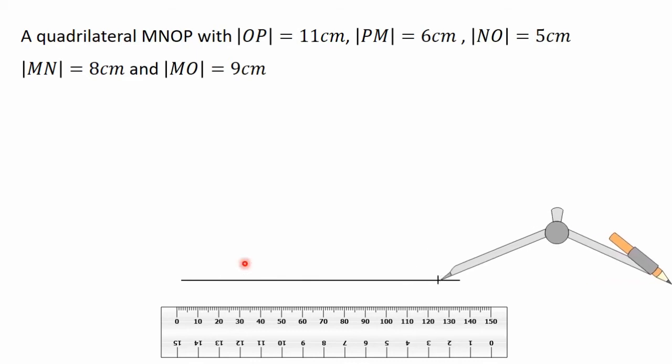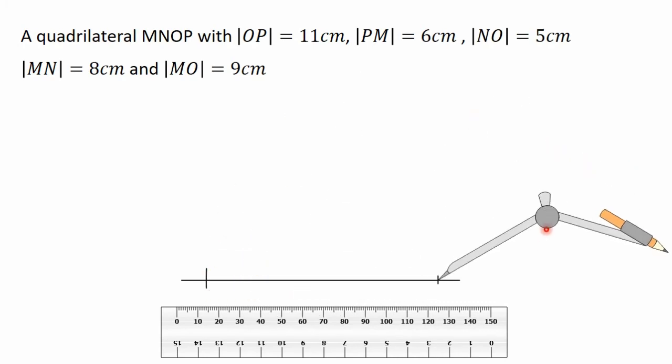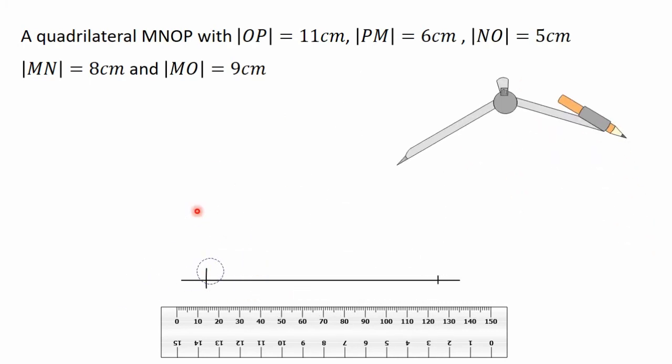Then after that, I'll put the needle of the compass on this point. I'll turn the compass and construct another arc here. I'm going to clean this part of the arc and I'll clean this part of the arc also. This point is point O and this point is point P. The length of the side OP is 11 centimeters.